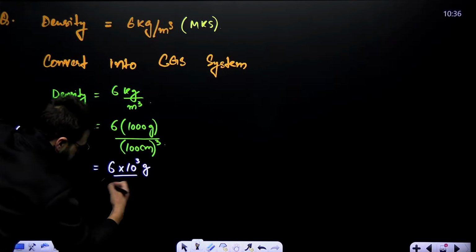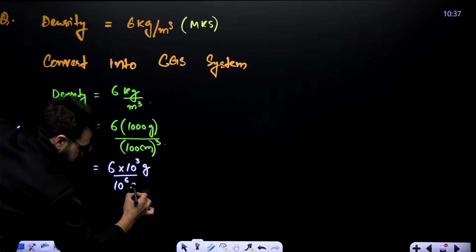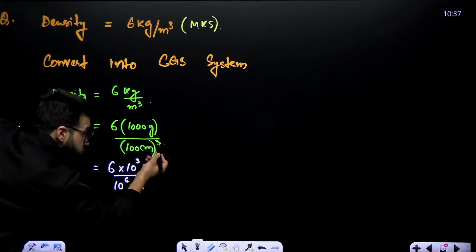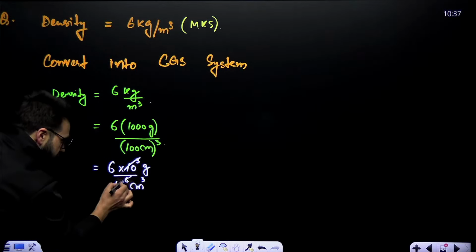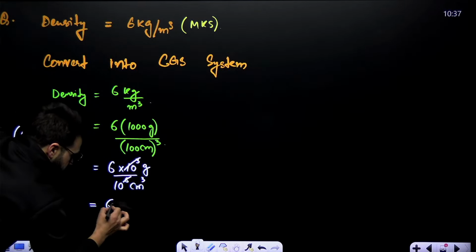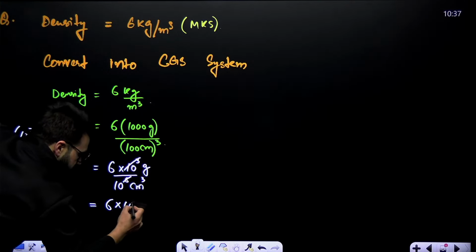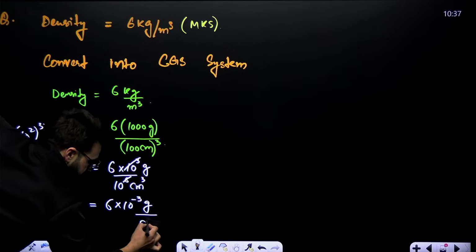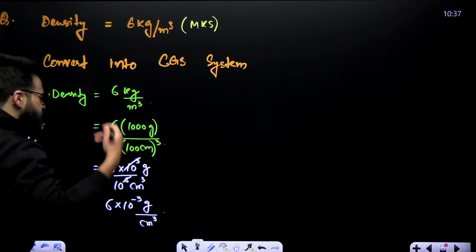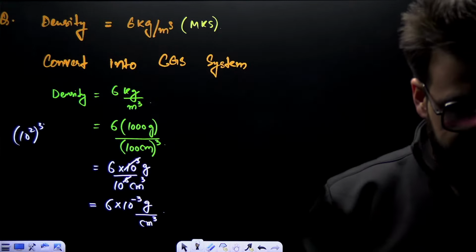So I can say in this particular case, this will be 10 raised power 6, and this is centimeter cube, because this cube is for centimeter also, this cube is for 100 also. Now this will become 6 into, take this 10 raised power 3 in the numerator, it will become 10 raised power minus 3. And this is gram per centimeter cube. This is the simple technique that I use in every single question, and you get the answer.